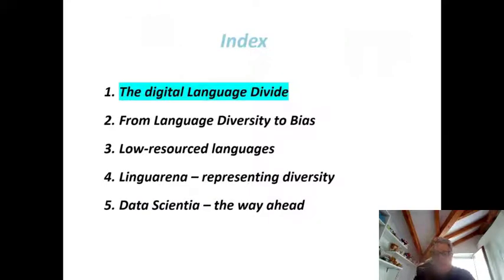So this is the index. Roughly speaking, we divide the index in three parts. The first part, we just introduce the main problem, what I call the digital language divide, while the second item is how the digital language divide creates problems as it introduces bias, meaning disadvantages towards low resource languages. And then ultimately, I propose our own solution, at least a partial solution to the problem.